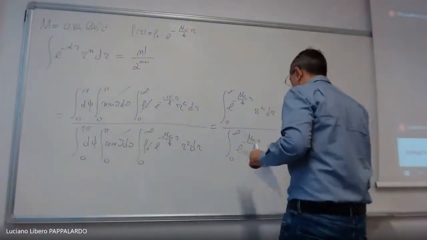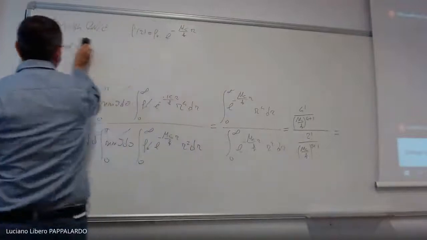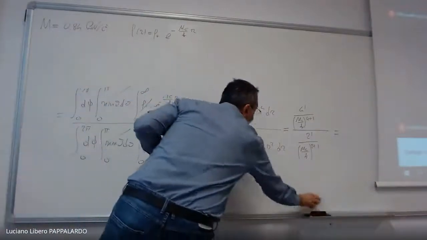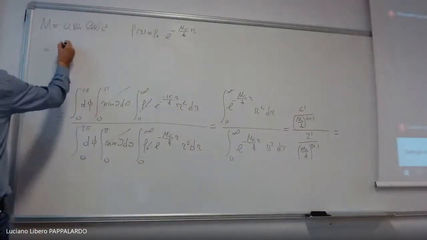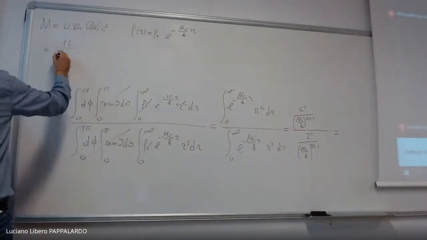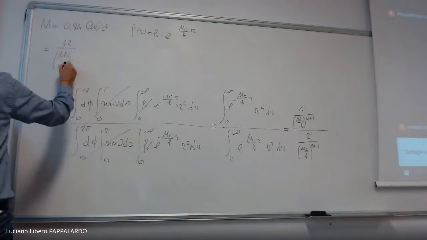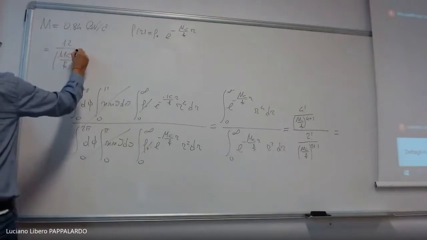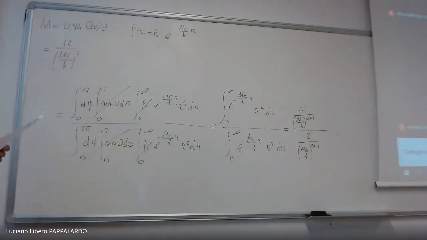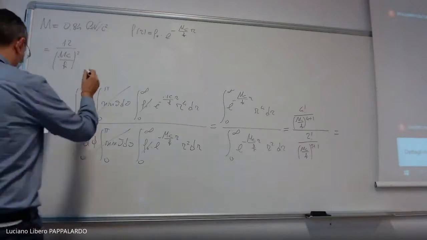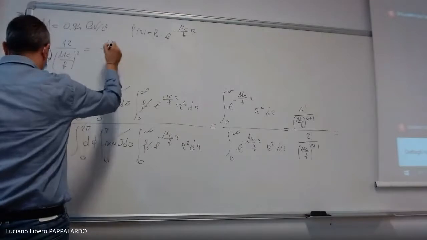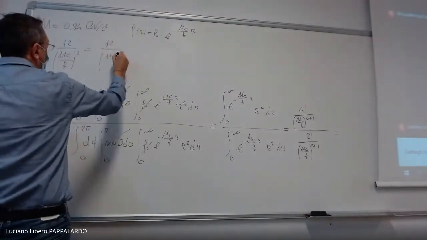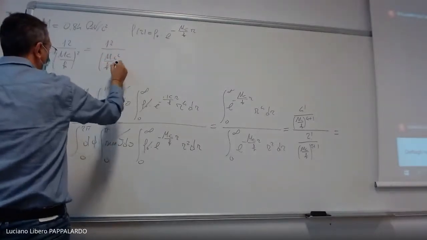Now, let me continue here. So now we can simplify things. So this is just 12 divided by mc over h bar squared. And we can also multiply by c here. So this is 12, and then we have h bar c squared divided by mc squared.